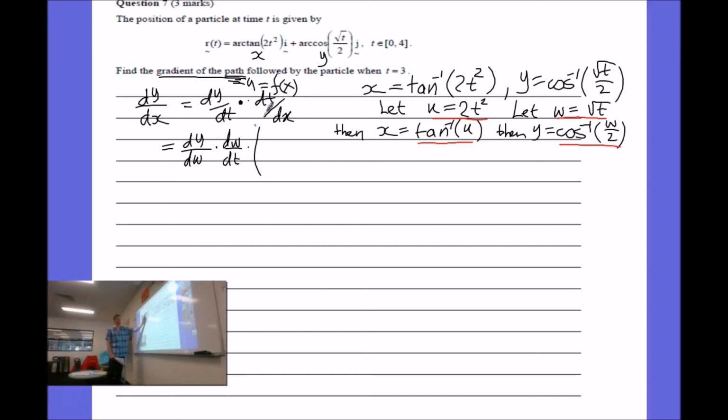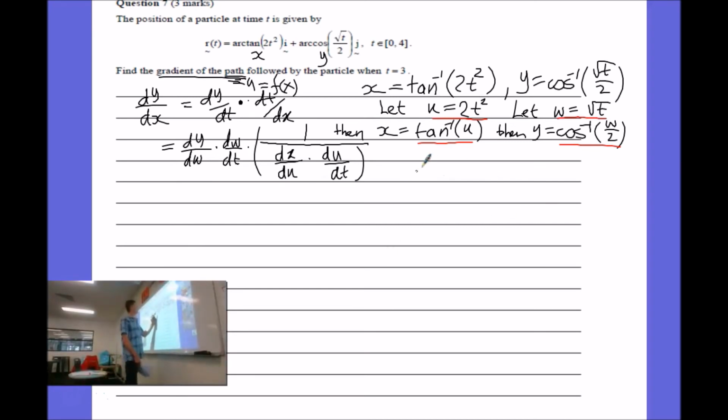Now that's the correct structure or rearrangement for the correct chain rule, isn't it? So this is the reciprocal of dx dt, so I'll put 1 over it. Now my dx dt, well, that can be found as dx du dot du dt. There we have it. So 1, 2, 3, 4 derivatives I'm going to plug all together and combine them that way to get my gradient of the path.